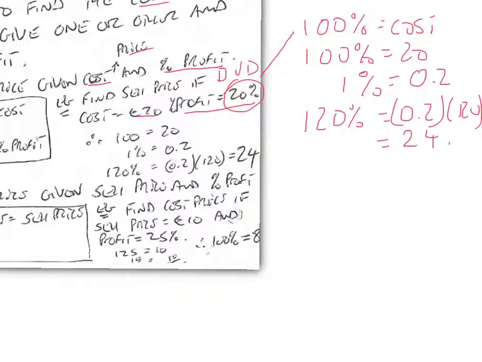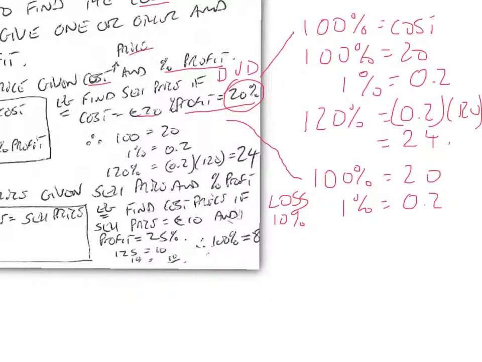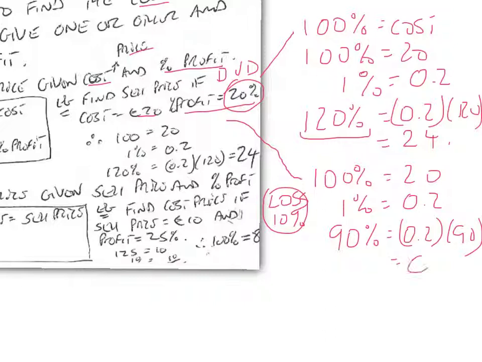But just for another way of looking at this, what if we had to find the selling price of the DVD if the cost was 20 euros, but this time they made a loss of 10%? What did they sell it for, given that they made a loss? Well, we can still say 1% is equal to 20 divided by 100, which is 0.2, but instead of 120%, we have to be mindful that a loss was made, so it's actually 100 minus 10, we say 90% is equal to the selling price, and that would be 0.2 times 90, which would actually be 18 euros.